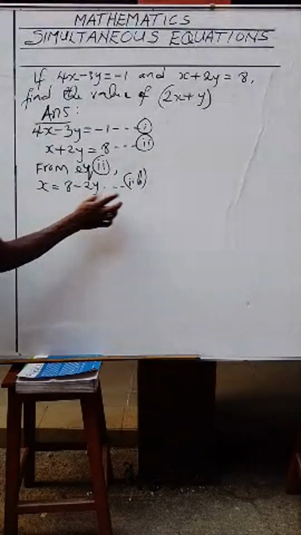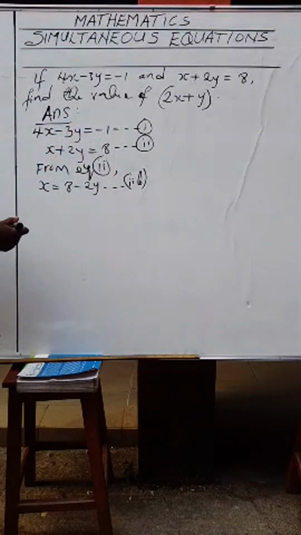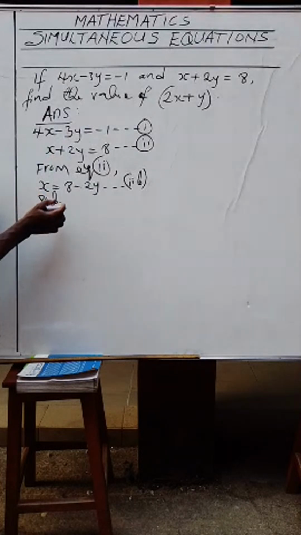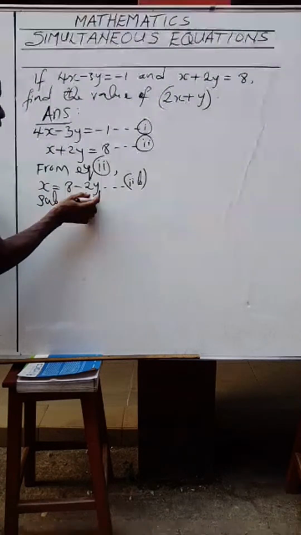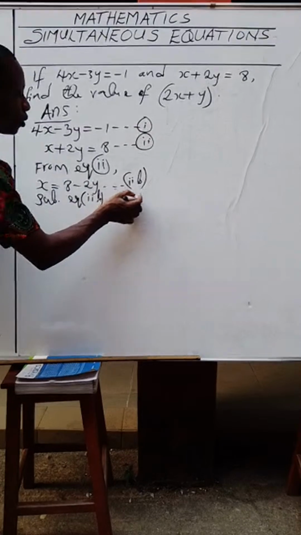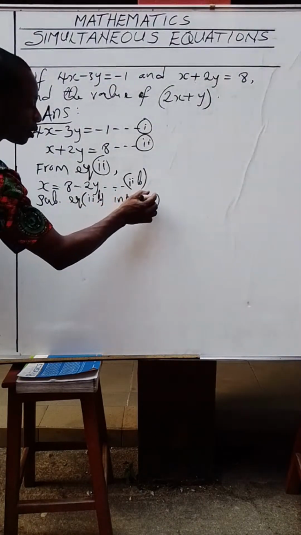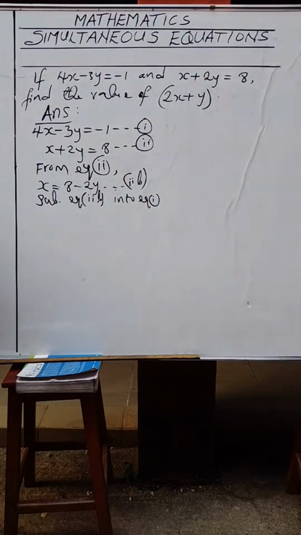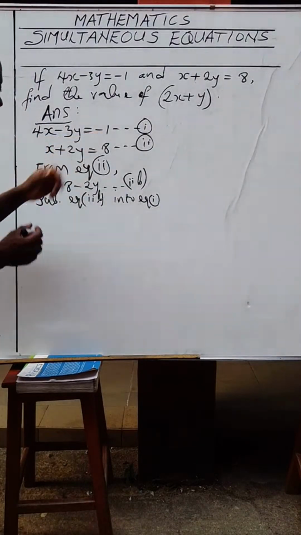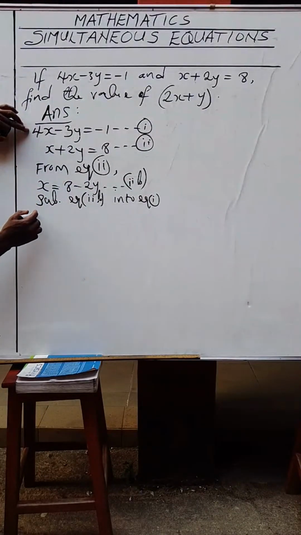Now substitute this equation 2b into equation 1. So that's what we're going to do here. Let's go to equation 1. Whenever we find x, we put 8 minus 2y. Don't forget that was what we did before.